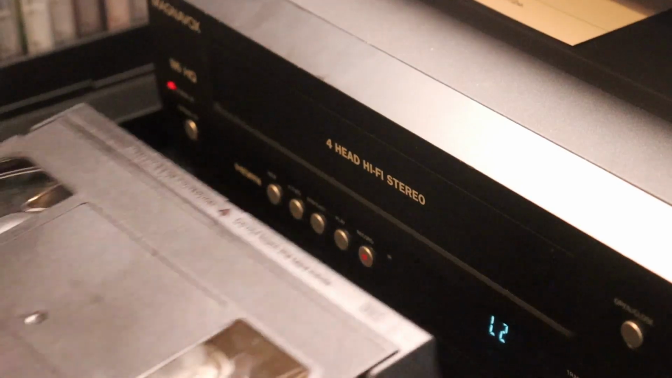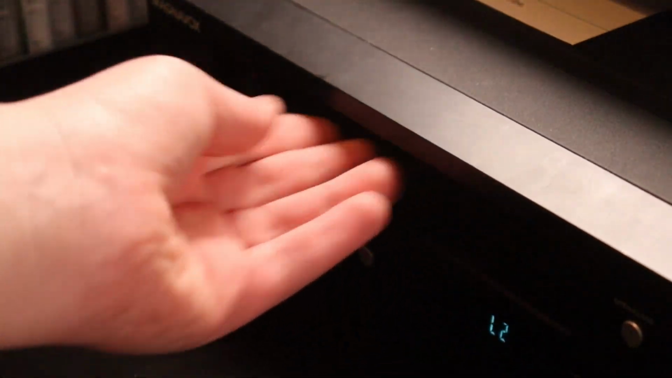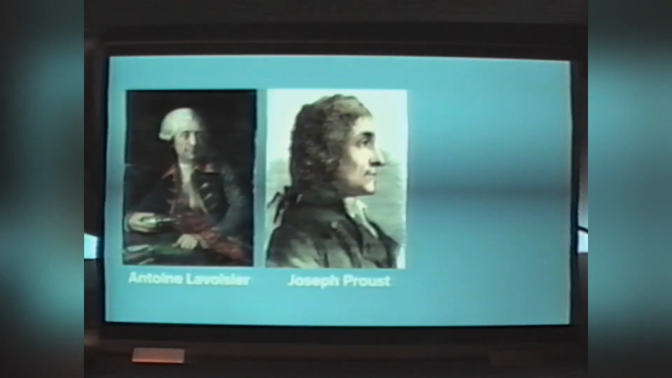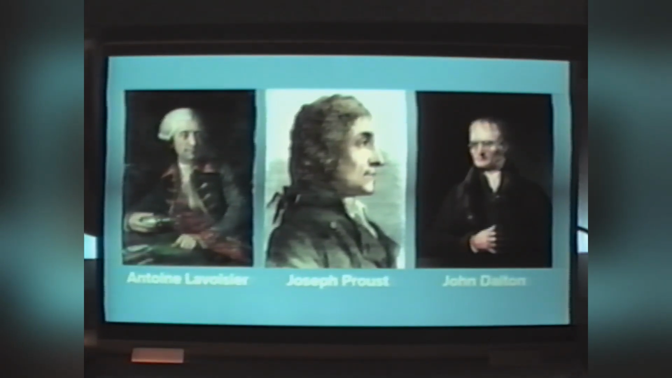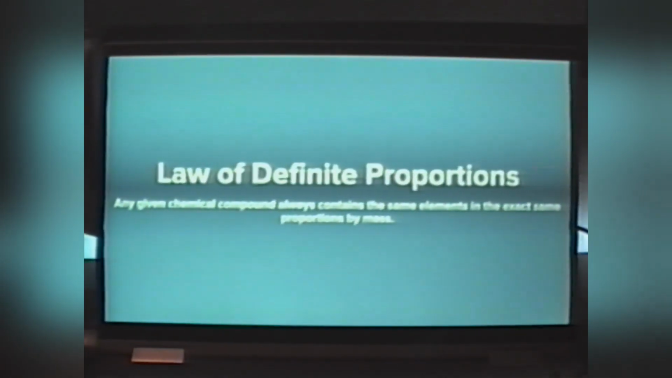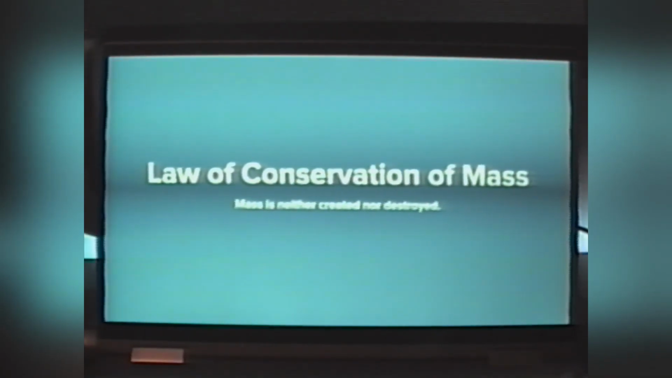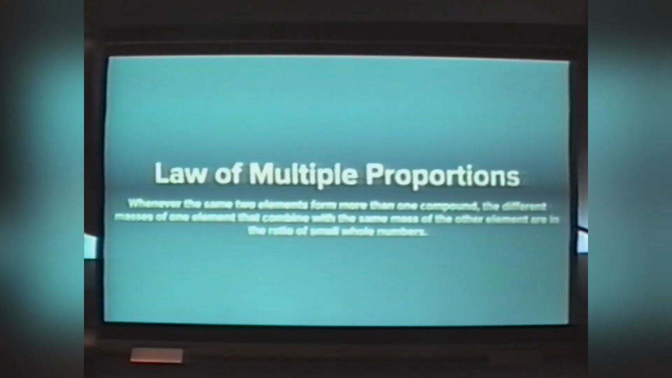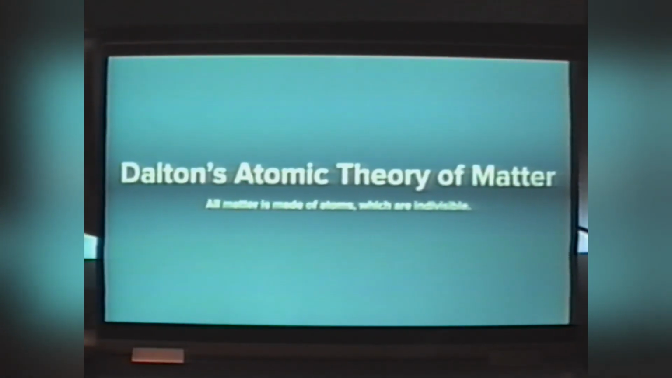Next up, a brief history of chemistry. Chemistry took its current form in the 1700s when experiments by science nerds Antoine Lavoisier, Joseph Proust, and John Dalton resulted in the law of definite proportions, the law of conservation of mass, and the law of multiple proportions, which was the starting point for Dalton's atomic theory of matter.